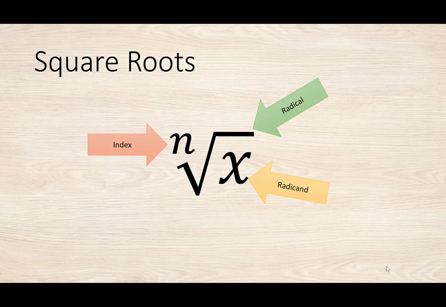And then we have this n that's off to the side here. And that's called an index. And it tells us what type of root we're taking. It tells us if it's a square root, if it's a cube root, if it's a 10th root. It tells us what that root index is.